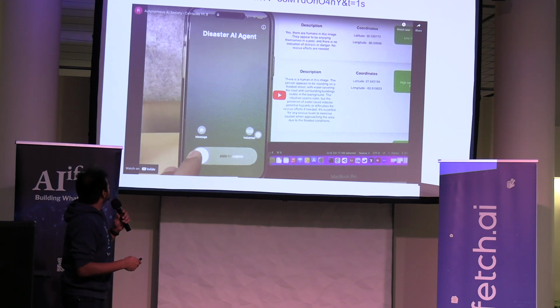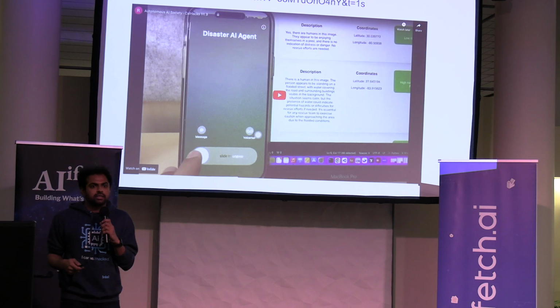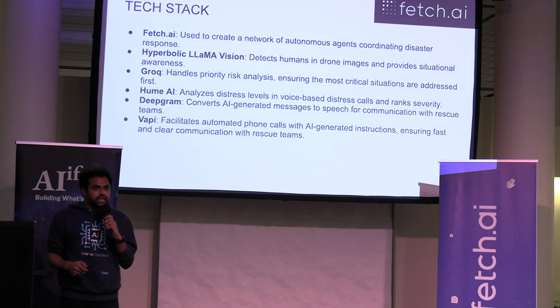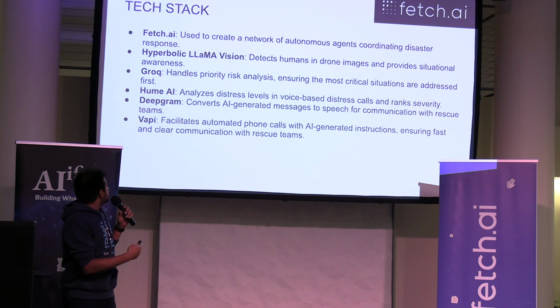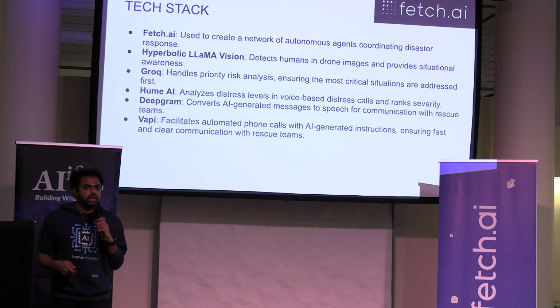That's the project, and if you want to know more about this and see the demo, it's available on YouTube. It's called Autonomous AI Society CalHacks. It was done at CalHacks, so you can learn more about that. Other than Fetch.ai, the other technologies I used were HumAI, DeepGram, and Vapi to make phone calls. So this is the tech stack I used for building the project.